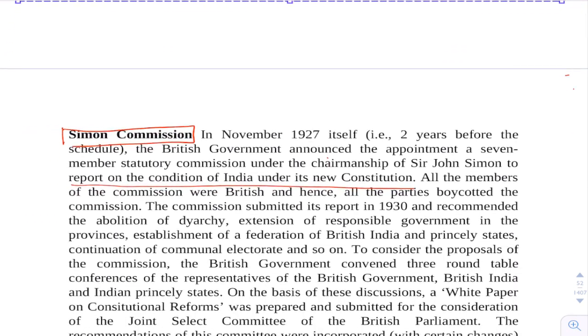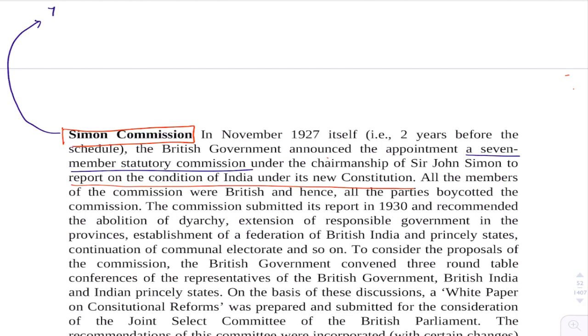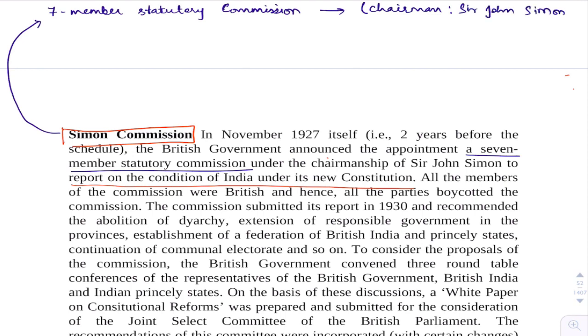So I'll be writing about Simon Commission here, right? So the first point in Simon Commission. First of all, it was a 7-member statutory commission. So 7-member. You know these things will come handy in your history portion also. Ultimately you have to answer the MCQs in the same paper, so doesn't matter history और polity कहाँ से आ रहा है. 7-member statutory commission जिसके chairman कौन थे, Sir John Simon.